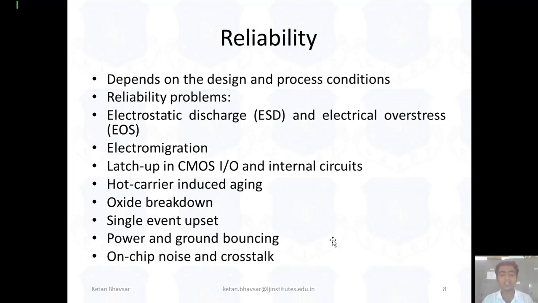On chip noise and crosstalk: if you are designing a very compact chip and the lines are connected near each other, then maybe it will generate crosstalk and noise. So we have to make sure the connections are made in a proper manner, so it will not generate crosstalk and it will not generate noise.